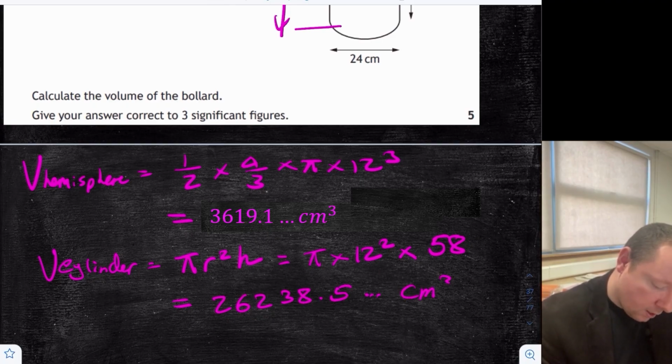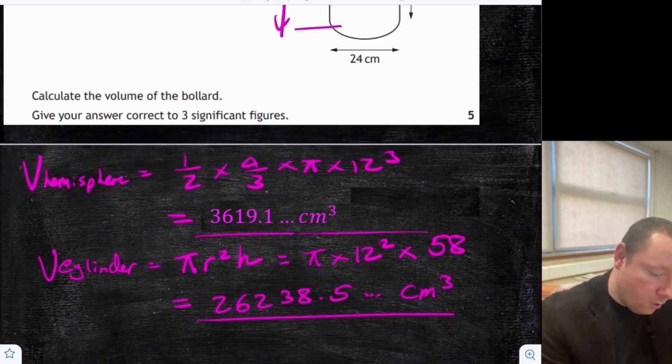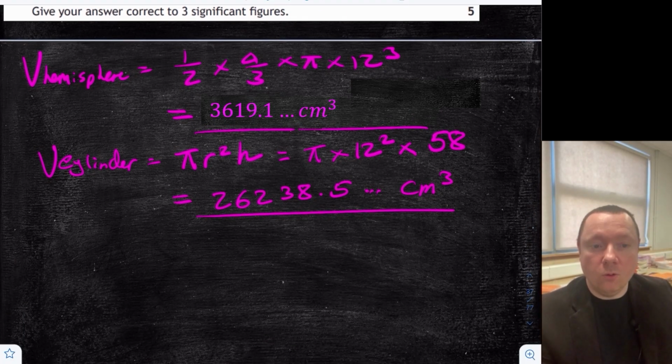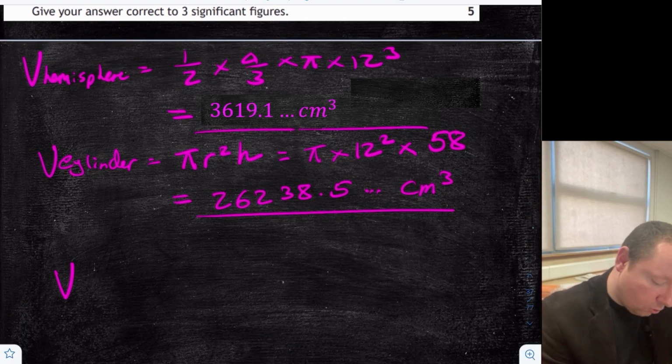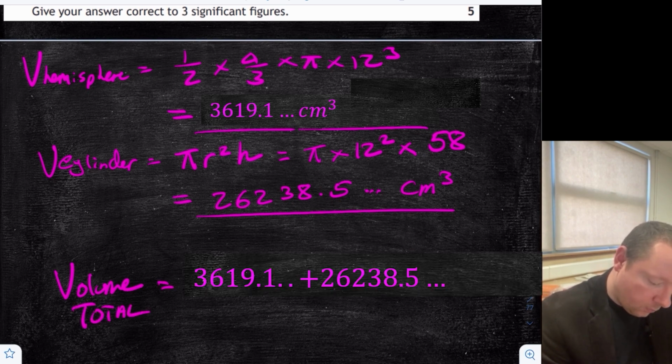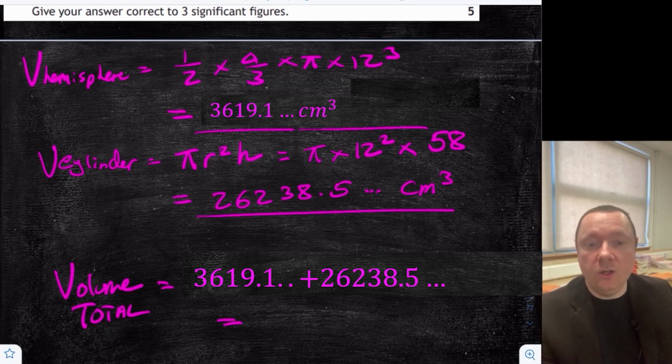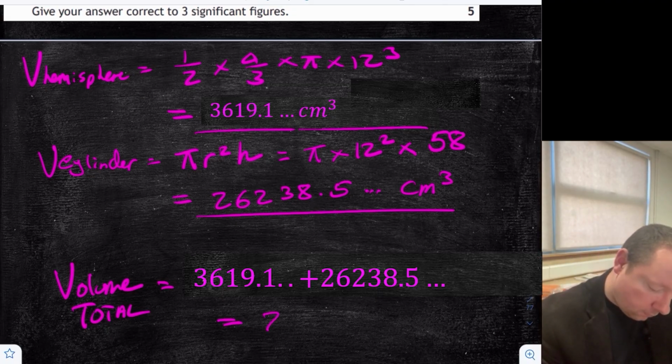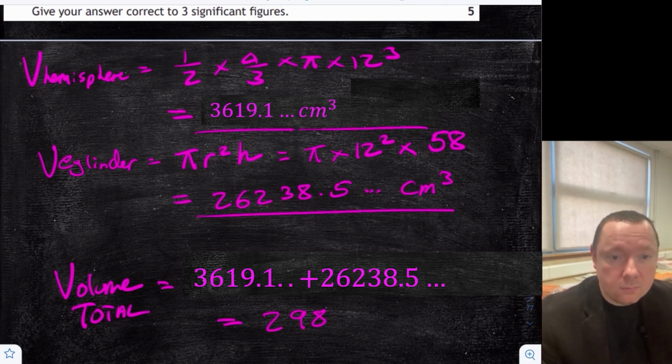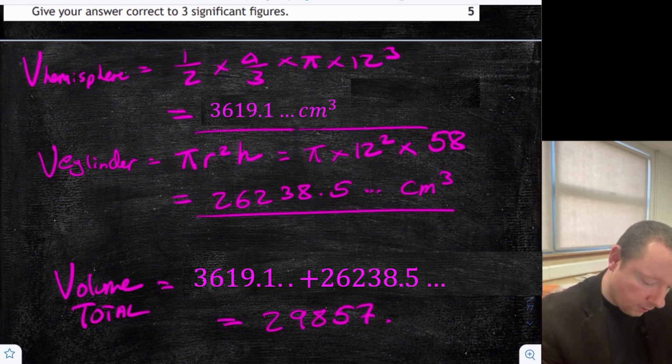Centimeters cubed. So now we just need to add our volumes together. So the volume in total equals 9.1 plus 26238.5, which gives us a grand total of 29857 point and a bunch of stuff.